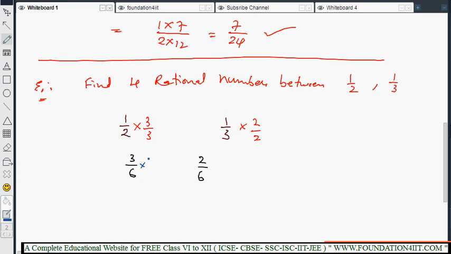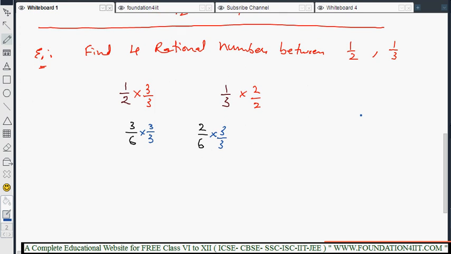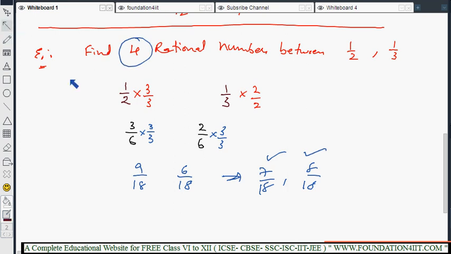Again take 3 by 3 and 3 by 3, the same number, and multiply both sides, because we need to increase the denominator. Then as per the numerator we can check. This is 9 by 18, and 2 by 6 is 6 by 18. So between 6 by 18 and 9 by 18, only 7 by 18 and 8 by 18 are coming. Only 2 are there, but we need 4 rational numbers, right?